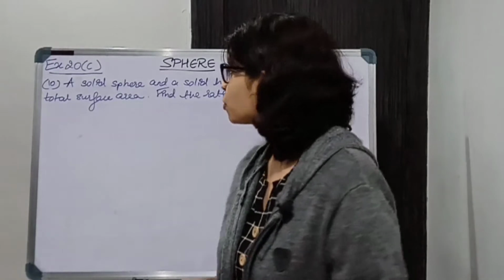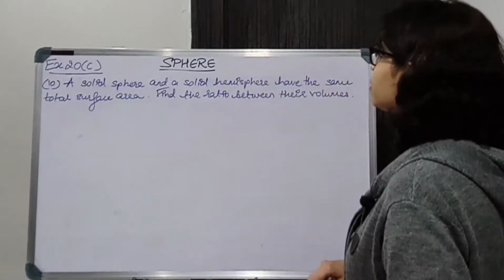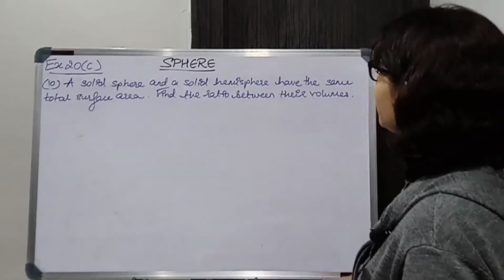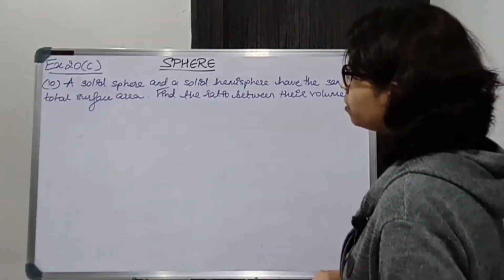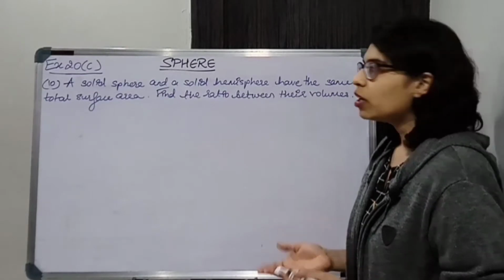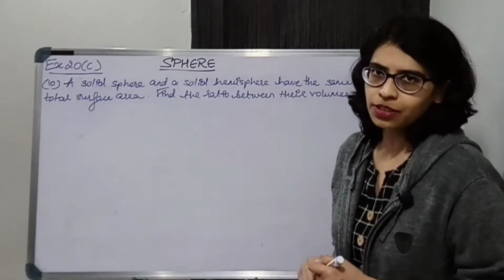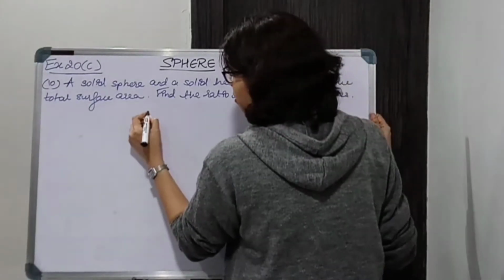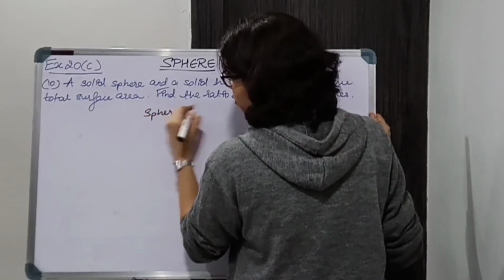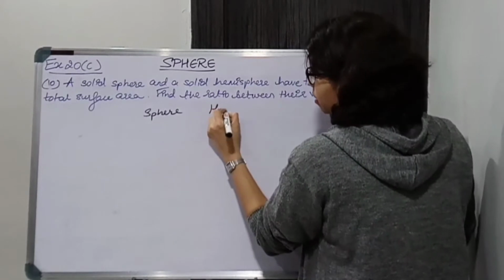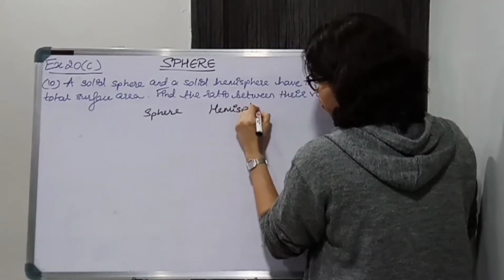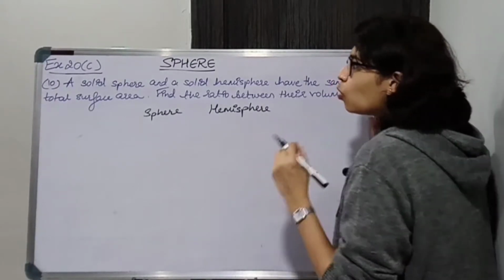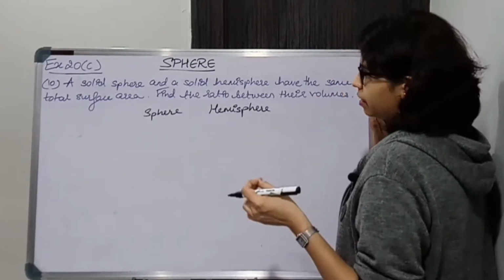Starting with question number 10, a solid sphere and a solid hemisphere have the same total surface area. Find the ratio between their volumes. You are given a solid sphere and a solid hemisphere and दोनों का total surface area is same. So there is this sphere and hemisphere, both are solids, okay, completely filled, दोनों का total surface area.